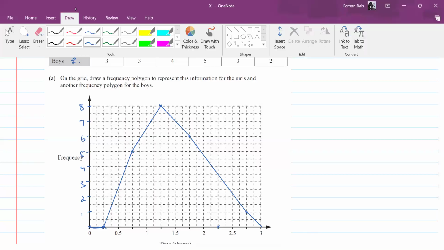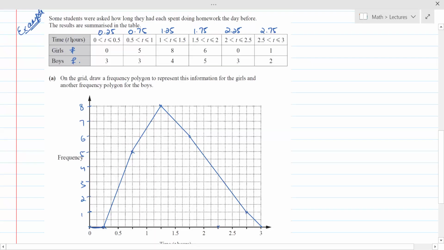Now polygon for the boys. To keep it differentiated, I am picking up a different color for representing boys. So for boys, we have blue. First point for boys, it's 0.25 and 3. So 0.25 and 3, it's here. 0.75 and 3, it's here. 1.25 and 4. 1.25 and 4 has to be here.